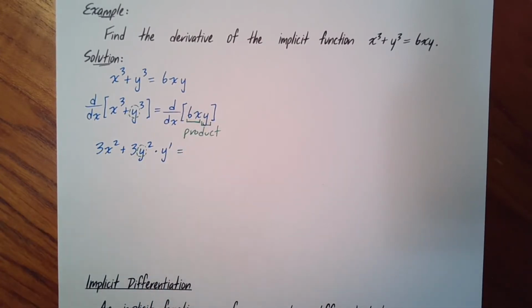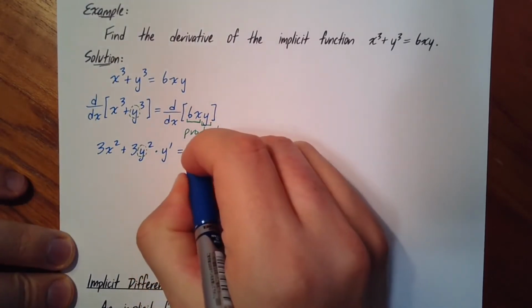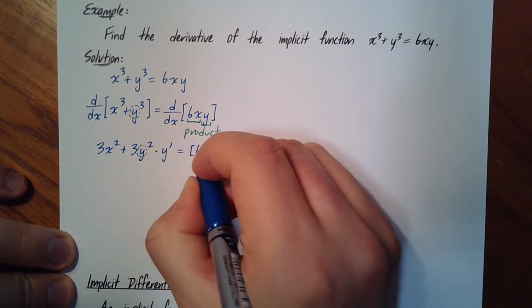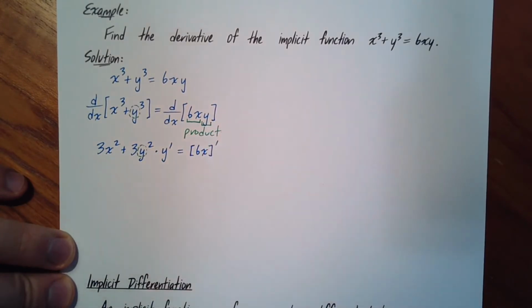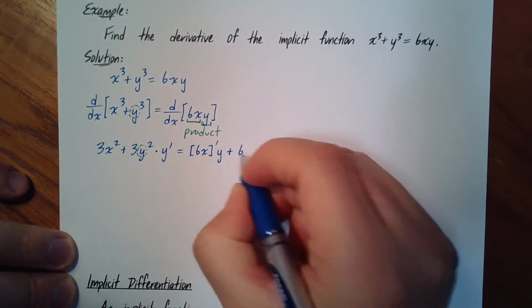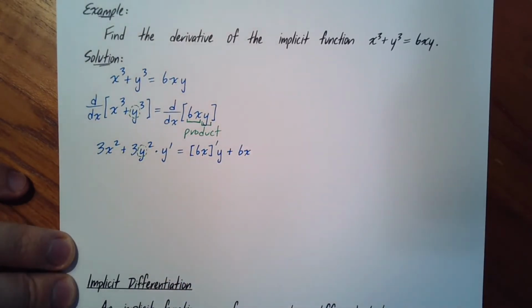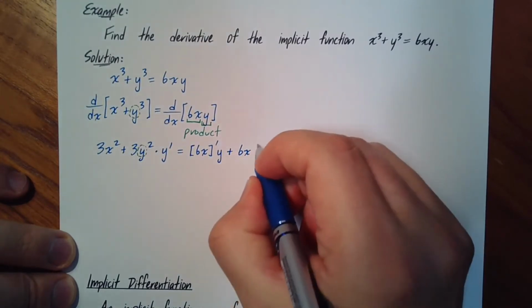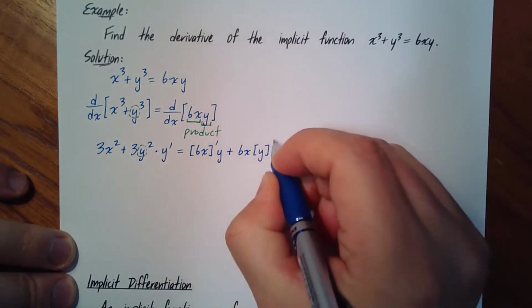So this is really going to be a product rule. So let's write the product rule out carefully. We're going to have the derivative of the first factor, which is 6x, multiplied by the second factor, unchanged. Then we're going to add on 6x, unchanged, multiplied by the second factor with its derivative taken.